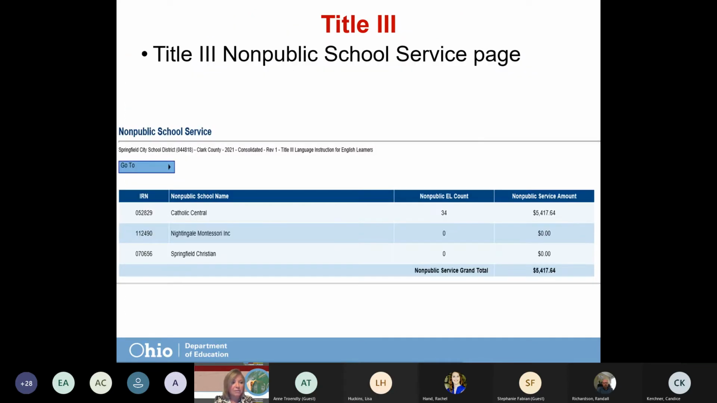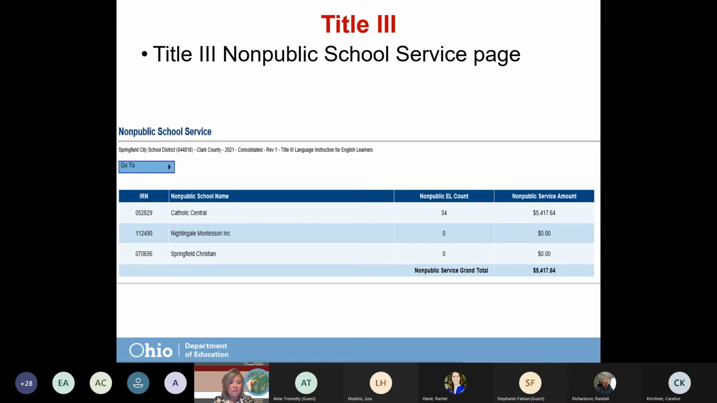For Title III, the equitable service amount is calculated based on the number of English learners that were reported in NPDS. We can see this amount displayed on the Title III non-public school service page. Public districts do have the responsibility to identify English learners enrolled in non-public schools within their district, regardless of where the children reside. Public districts must verify the number of English learners reported in NPDS to ensure the allocation amounts are correct.